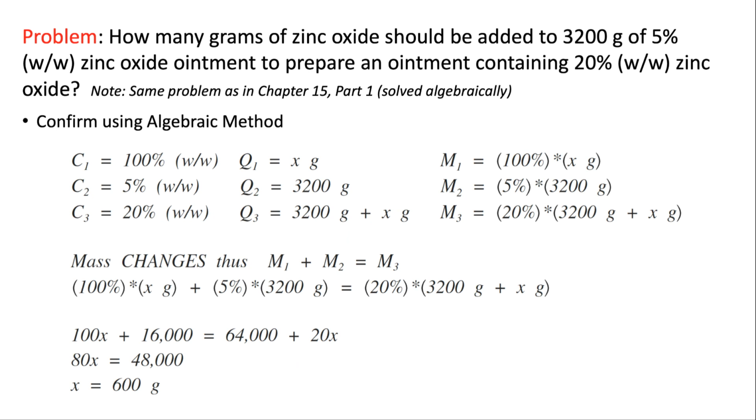Lastly, let's confirm our 600 grams that we got using the alligation alternative method, solving the same exact question again algebraically. And I'll try to go through this quickly. We've done some of this before.